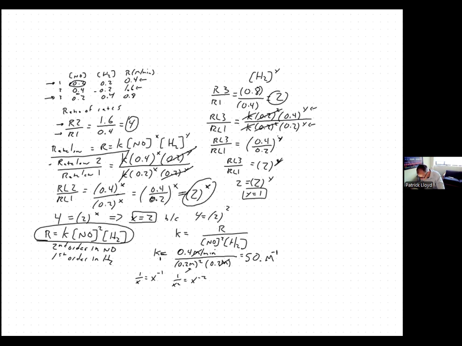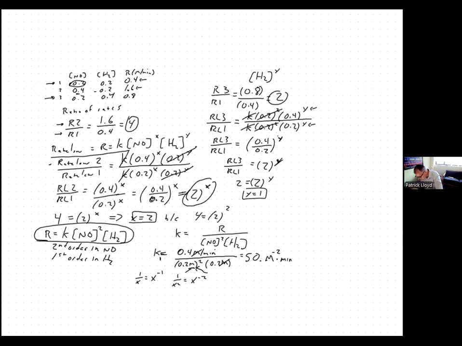Now, if you look over here, there are actually 2 molars here, so it's really to the -2. So -2, right? Because you have this molarity squared down here. And then it's per minute, that's up there at the top, divided by minutes, so minute to the -1.